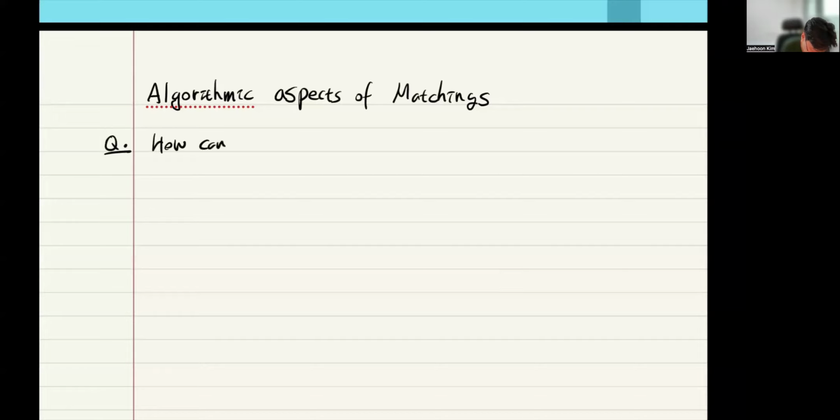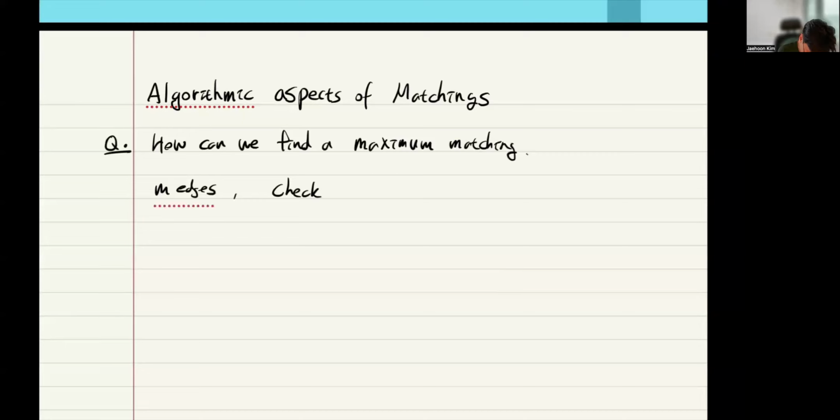How can we find the maximum matching? Of course, there is an obvious way. One obvious way is to check all possibilities. Say there are m edges. Then one can check all possible 2 to the m subsets of edges.